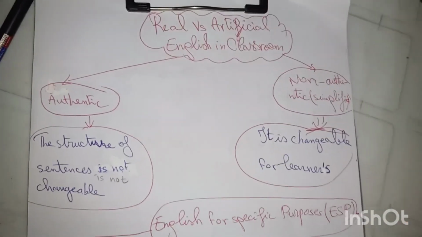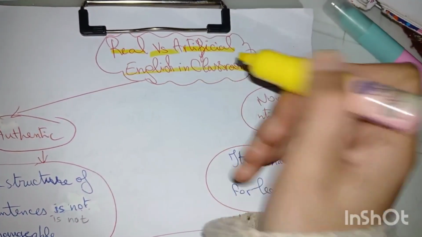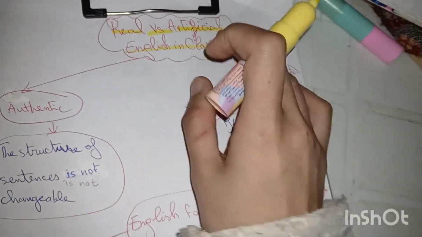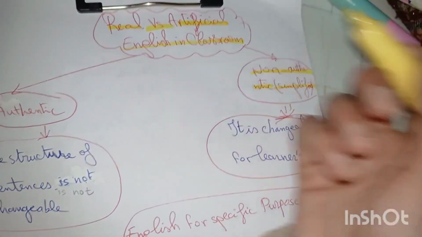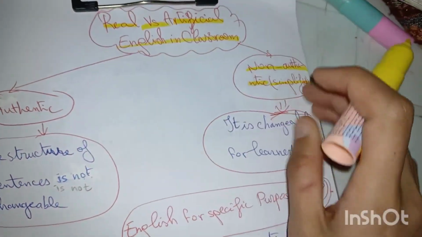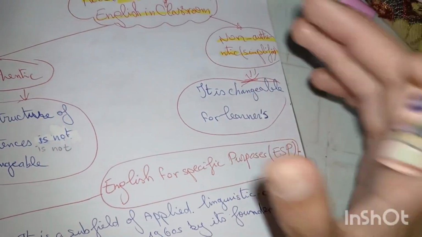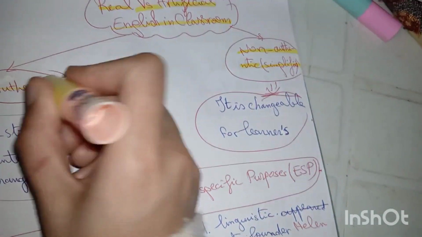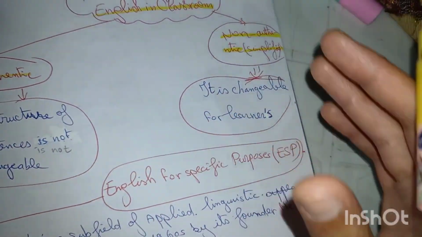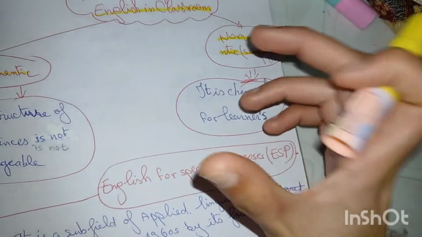So here we have another title, which is real versus international artificial English in the classroom. We say artificial or non-authentic, and we can also use simplified, because here the terms and the structures of a sentence are not like authentic or real material, because it does not have that difficult language or something.